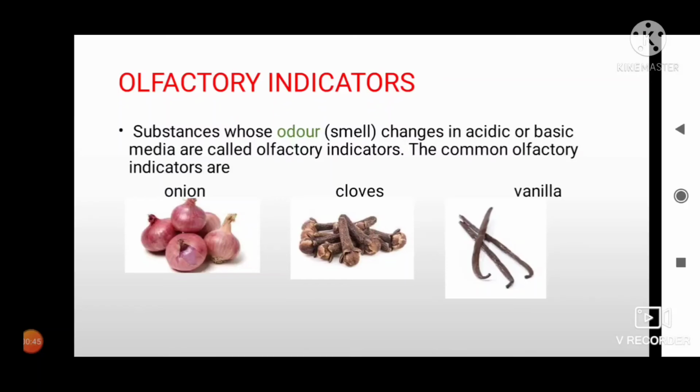Another example is vanilla extract. It has a pleasant smell. If a basic solution like sodium hydroxide solution is added to vanilla extract, then we cannot detect the smell of vanilla extract. If an acidic solution like hydrochloric acid is added, it does not destroy the smell of vanilla extract. This can also be used as a test for acids and bases.